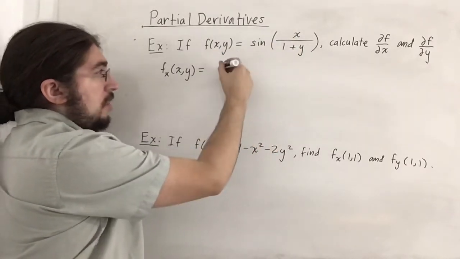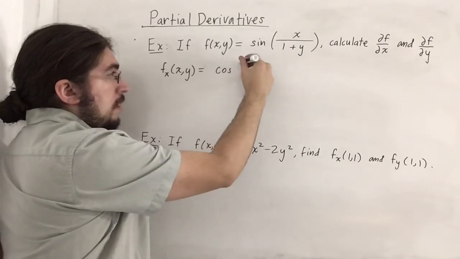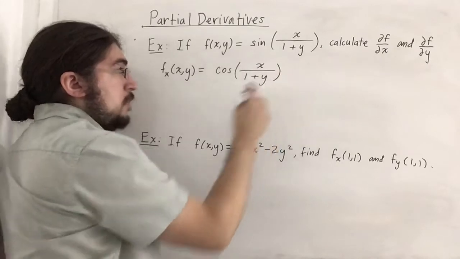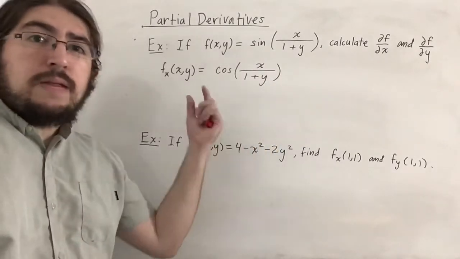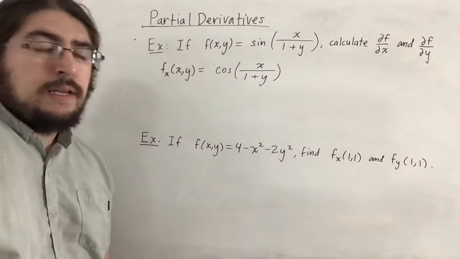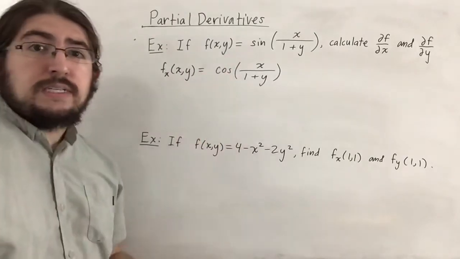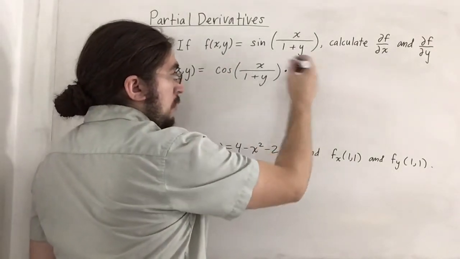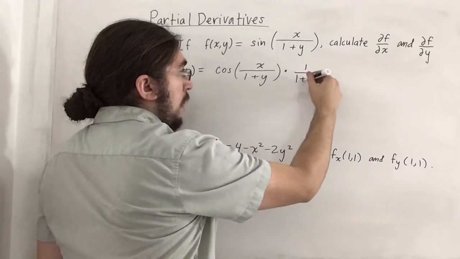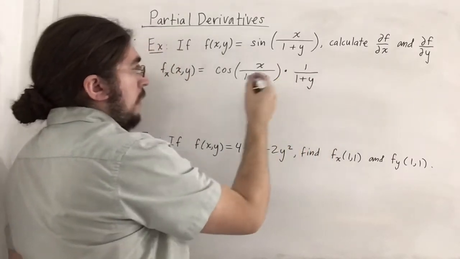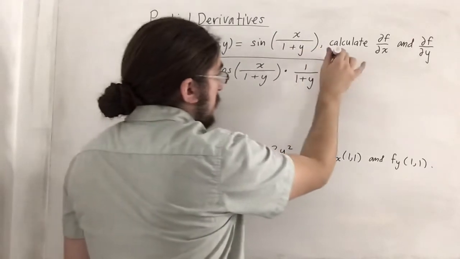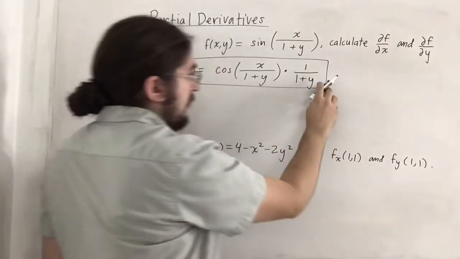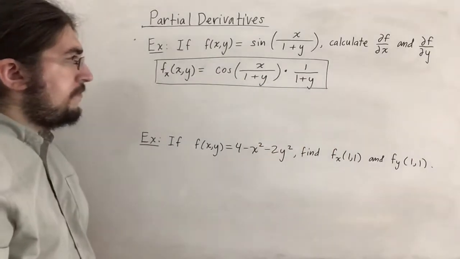Derivative of sine is cosine. The inside stays the same by chain rule, and then we multiply by the derivative of the inside. Derivative of any multiple of x, you just drop the x. So like the derivative of 1/4 x, for instance, is just 1/4. So this is going to be multiplied by the derivative of the inside, which with respect to x is 1 over 1 plus y. So there we go, that's our first guy. And I don't really need to write this in any other way. I'm just going to leave it like that. That looks fine enough for me.